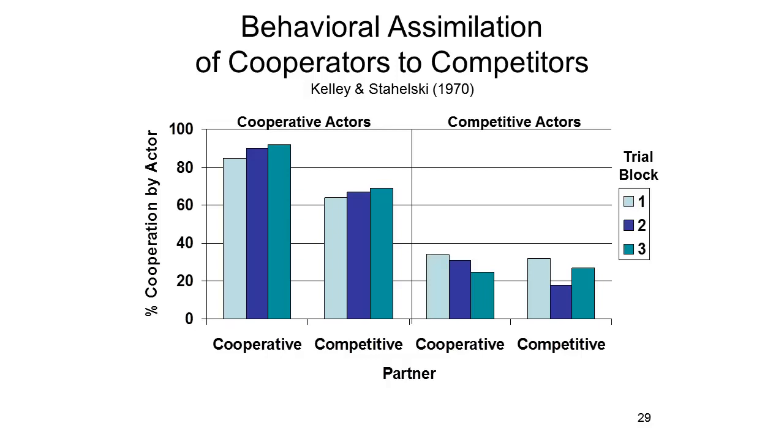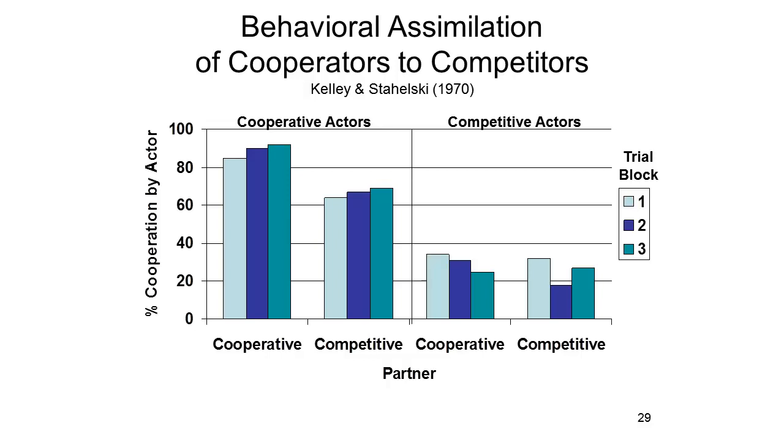Cooperative actors paired with cooperative partners consistently made cooperative choices, and this tendency actually increased across the 3 blocks of 10 trials. But cooperative actors paired with competitive partners actually made fewer cooperative moves. It was as if the competitive behavior of their partners actually made the actors behave in a more competitive fashion. Put another way, the behavior of the competitor changed the environment for the cooperator.